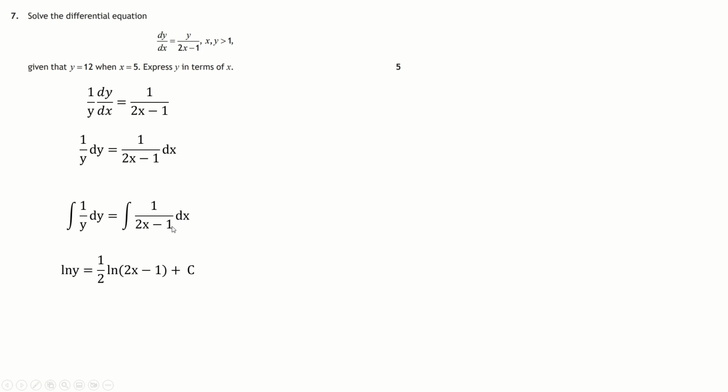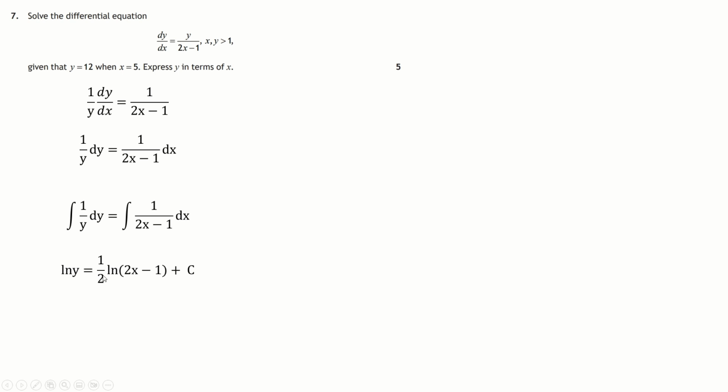And 1 over 2x minus 1 becomes 1/2 ln(2x minus 1), because when you differentiate ln(2x minus 1), you get 2 over 2x minus 1, so you need 1/2 of that. Using some log rules, you can simplify this.